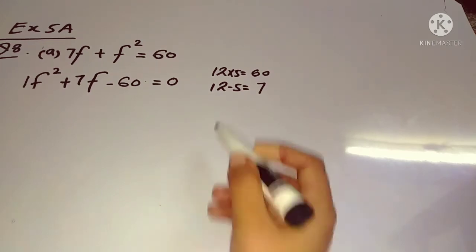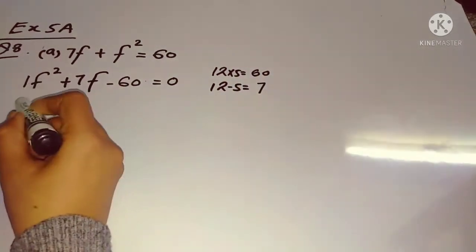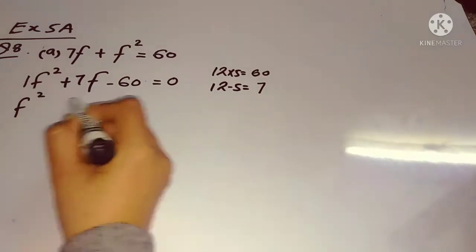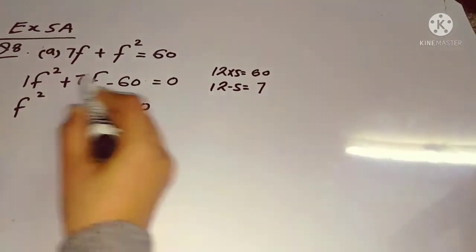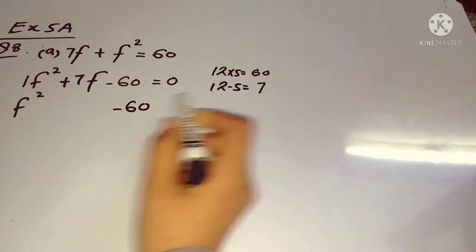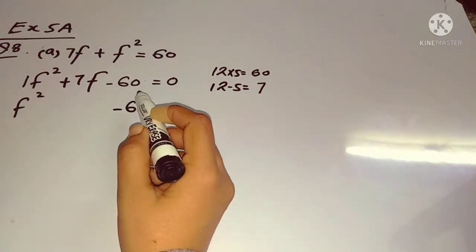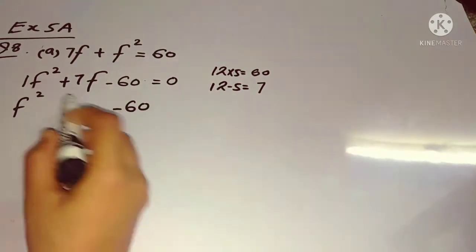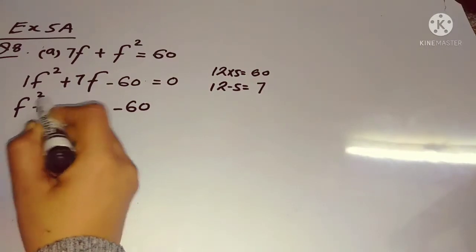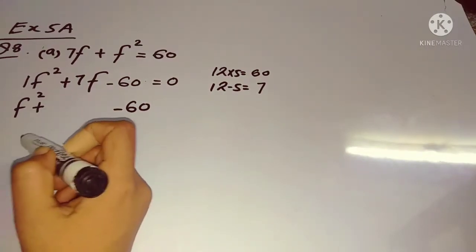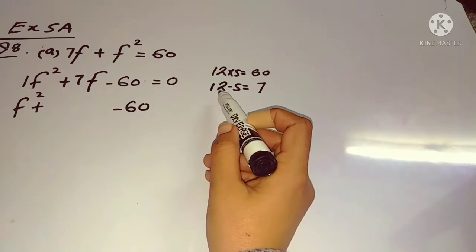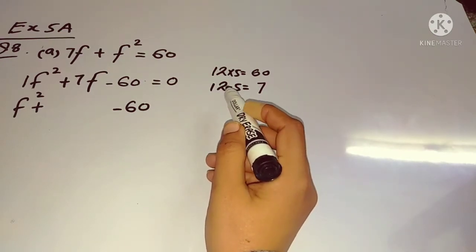So now I'm going to write these two factors in place of the midterm. Write the first term and last term as they are. Now in place of the midterm, write these two factors. Students, you have to follow the rules to write the factors. The very first rule is first you write the sign, which is plus. The second rule is first you write the bigger factor. Here this is 12, so you write 12.